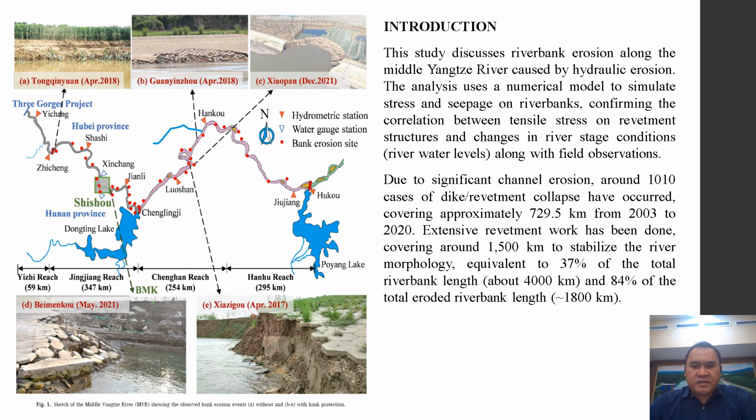Due to significant channel erosion, around 1,010 cases of dike revetment collapse have occurred, covering approximately 729.5 kilometers from 2003 to 2020. So extensive revetment work has been done, covering around 1,500 kilometers to stabilize the river morphology, equivalent to 37% of the total riverbank length, about 4,000 kilometers in total, and 84% of the total eroded riverbank length. On the left, we see the revetment and riverbank erosion in the middle of the Yangtze River.